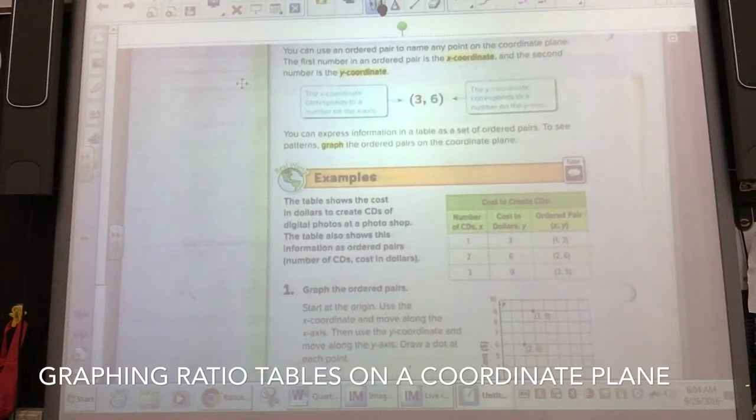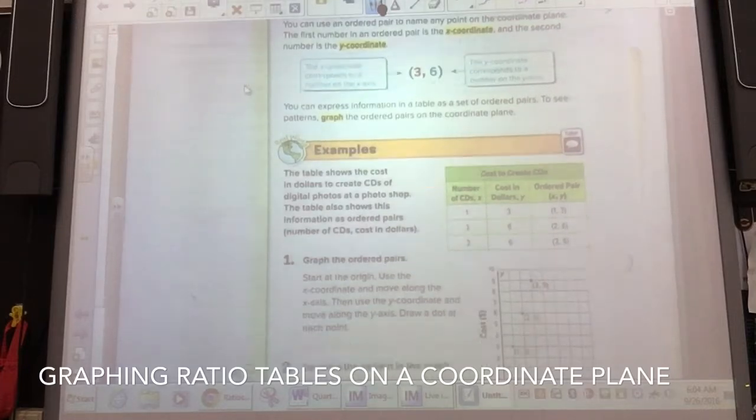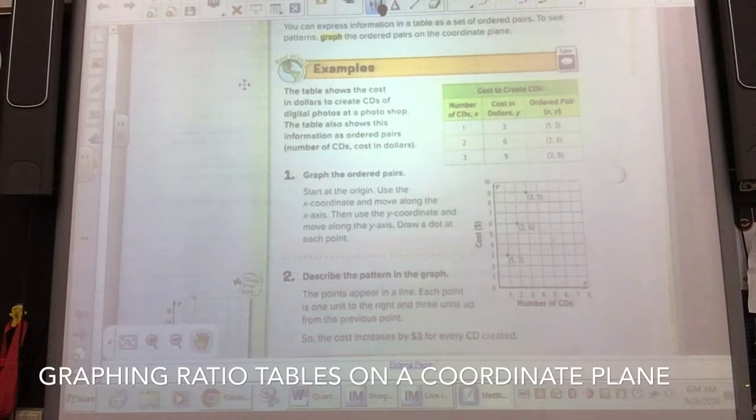And you can express that information in a table as a set of ordered pairs to see the graph. So to see the patterns, we graph the ordered pairs on the coordinate plane. That's going to show us that pattern, okay? So let's look at this example. The table shows the cost in dollars to create CDs of digital photos at a photo shop. Write the information as ordered pairs: CDs and cost in dollars.